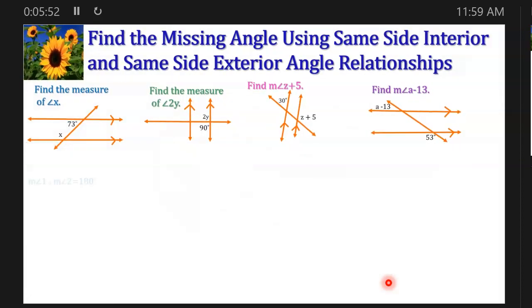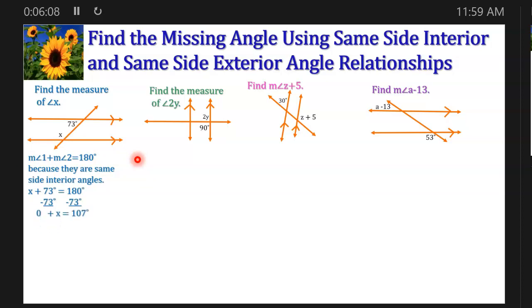Here are some example problems with this. We have the measure of angle 1 and the measure of angle 2 has to equal 180 because these are both same side interior angles. And then I would solve and get x equals 107. So if you're just trying to find the measure of angle x, it has to be 107 because 107 plus 73 is 180.